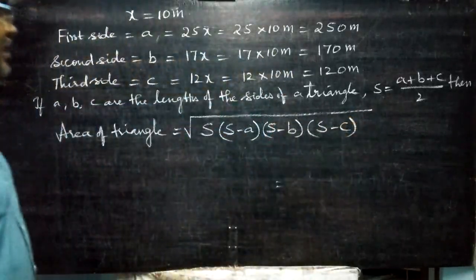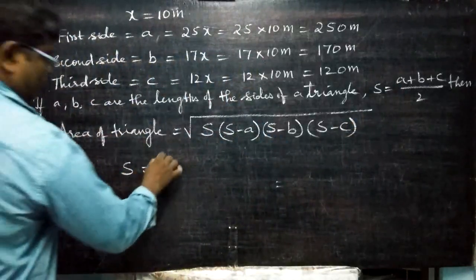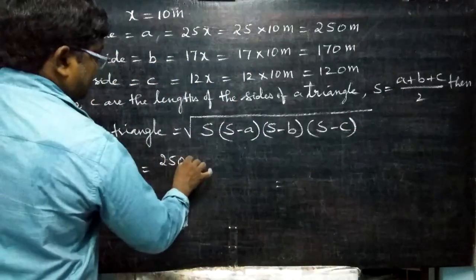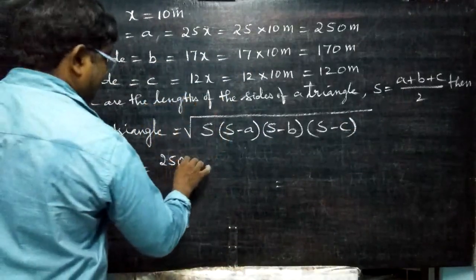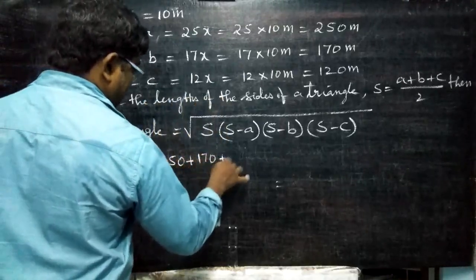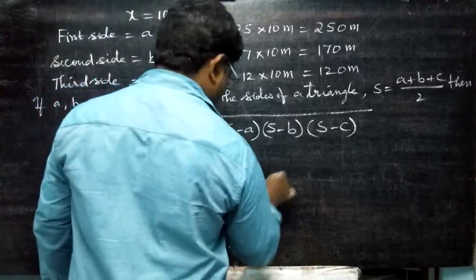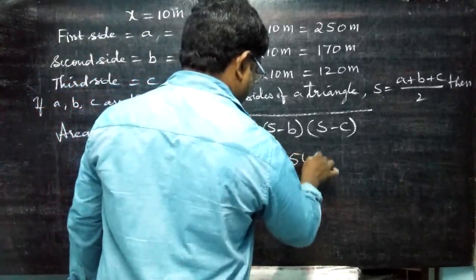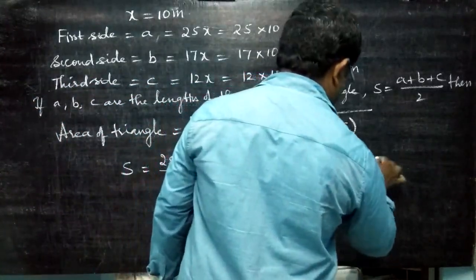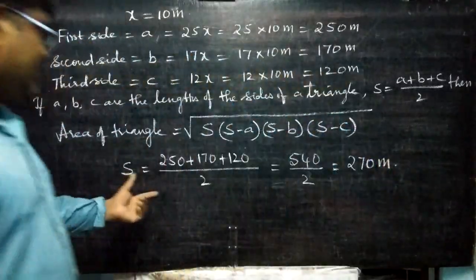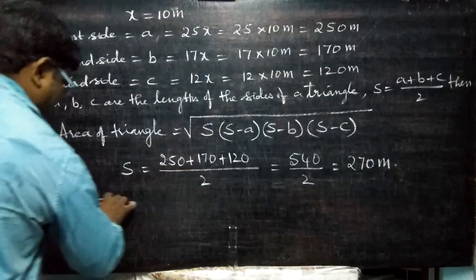This is the formula. First we are going to find s. s is equal to 250, already we added. They only gave it. No problem, we will add 250 plus 170 plus 120 by 2. That is equal to 540. This is indirectly the perimeter by 2. That is equal to 270 meters. s value is 270 meters.